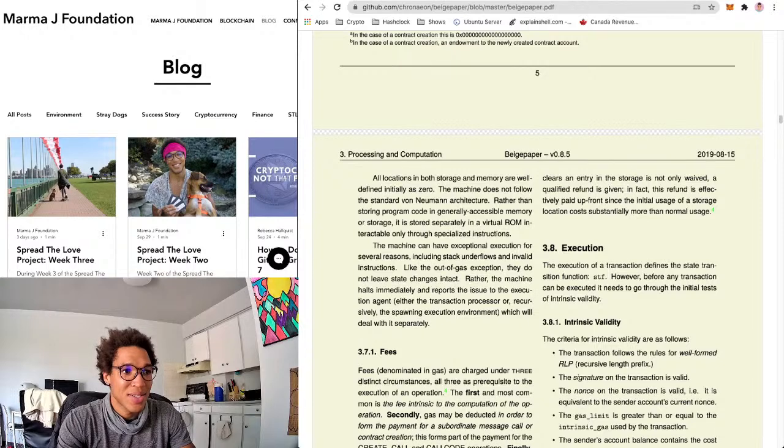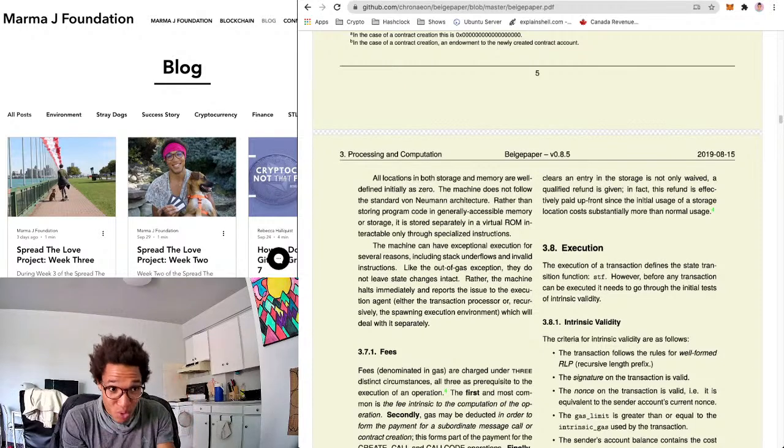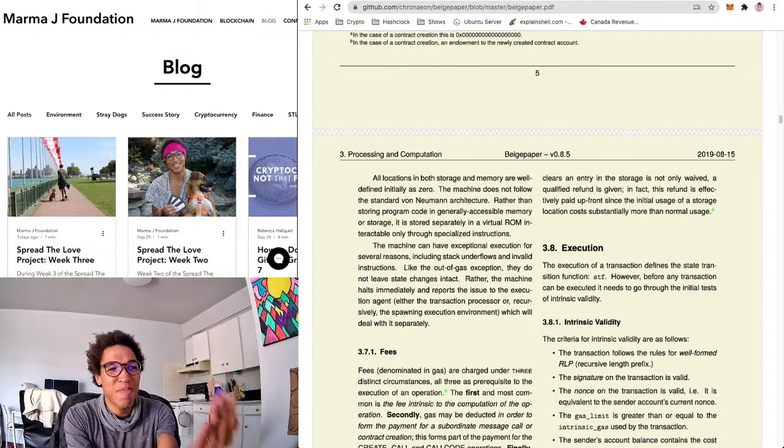Since the initial usage of a storage location costs substantially more than normal usage. So I guess what they're saying is my normal call to do something is always going to be less gas than removing that storage from the network. And because it's always that way, as long as I can prove that I'm going to take some state and put it to zero, they're going to give me some ETH.